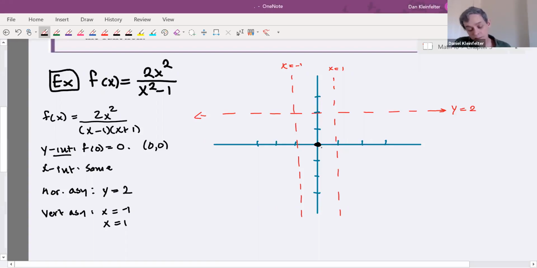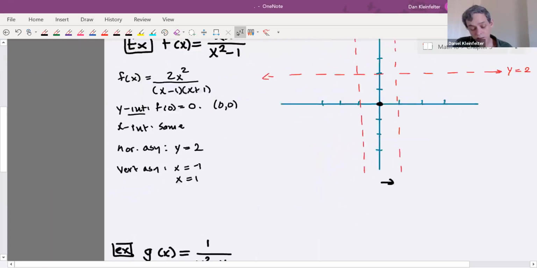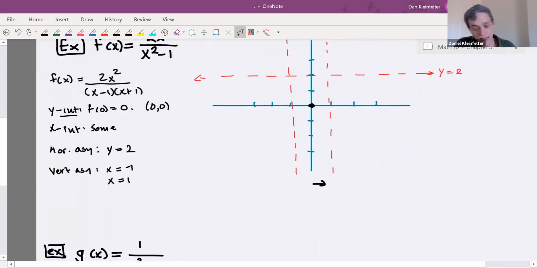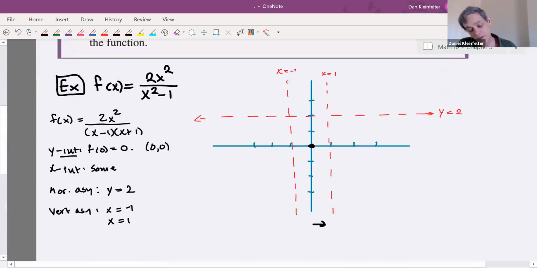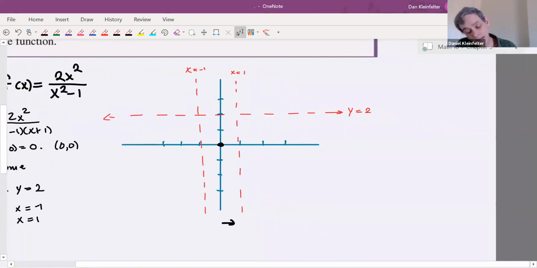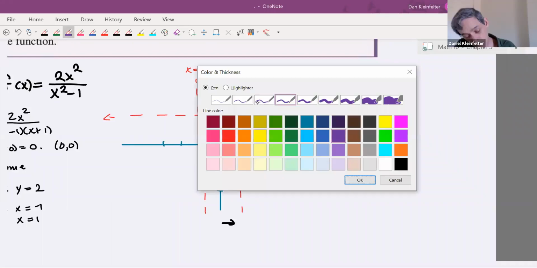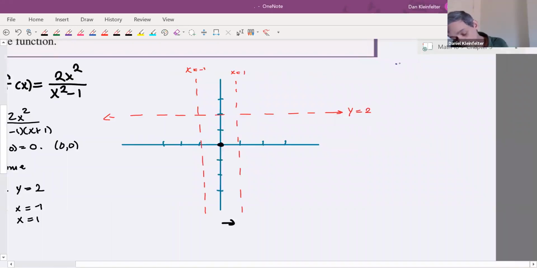So the only point that we have is passing through the origin. So we have to decide from here, let's go in the positive x direction. Is it going to go up or down? One thing that we could do is see, is it going to ever cross its horizontal asymptote? So once again, let's set our function equal to its horizontal asymptote. So that's 2x squared over x squared minus 1. Will that ever equal y equals 2?